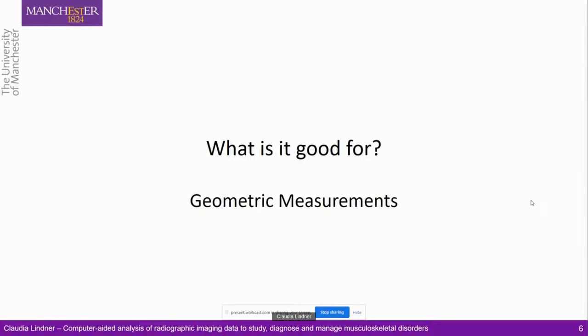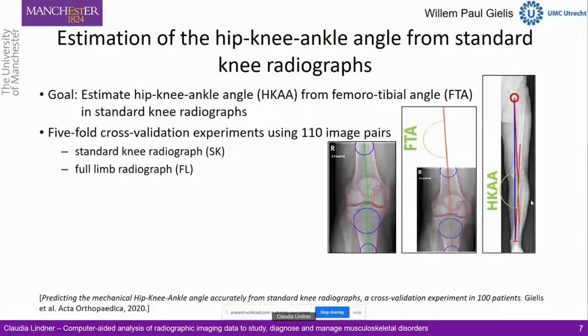So that's the system that we've got in place to automatically extract the information from the images, which in the first instance are a number of point positions, which will vary depending on the clinical application area. So what can you do with these point positions? The first application area I'd like to focus on here is that you can use these point positions to automatically generate geometric measurements. And I'd like to give you some example studies where we've been using this.